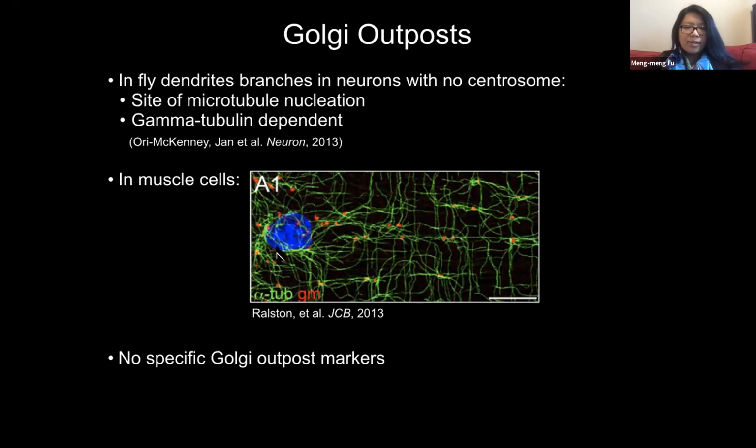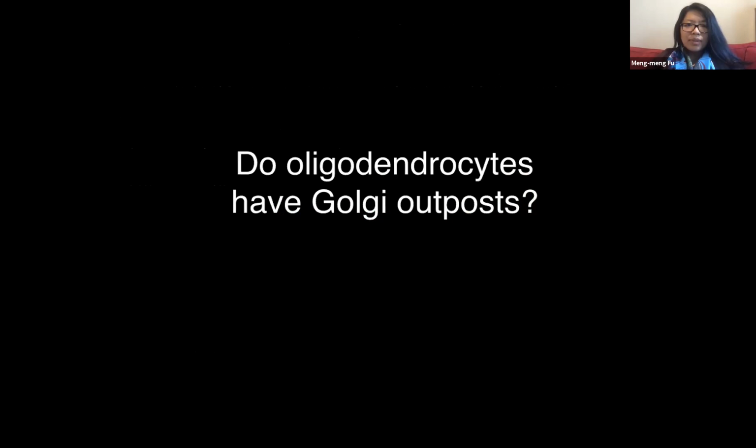And importantly, at the time that I started to work on Golgi outposts in oligodendrocytes, there were no specific markers for this organelle, making any biochemical characterization of these organelles very difficult. And so probably I wouldn't have told you all of that if oligodendrocytes didn't have Golgi outposts.